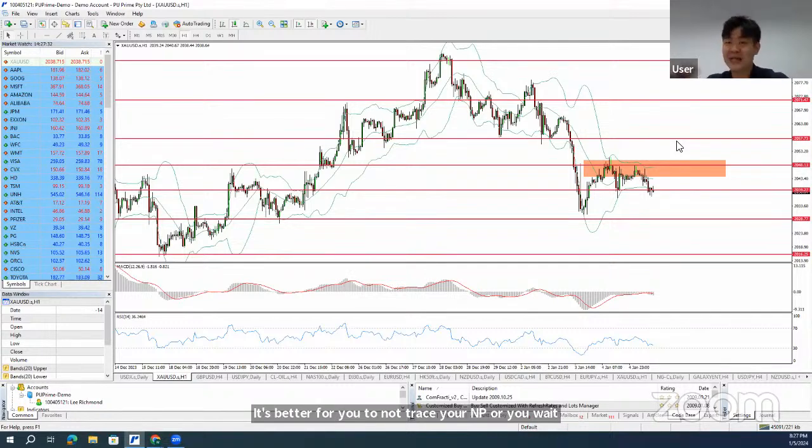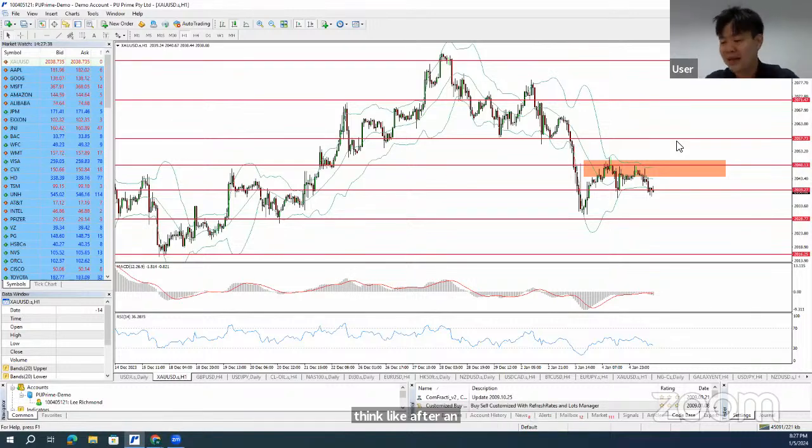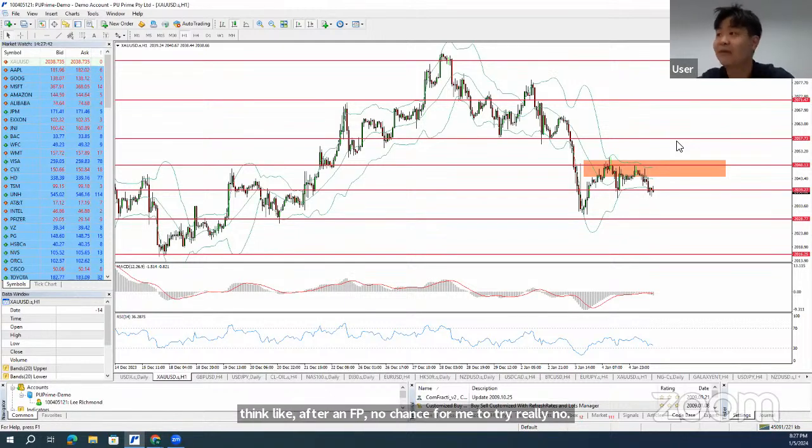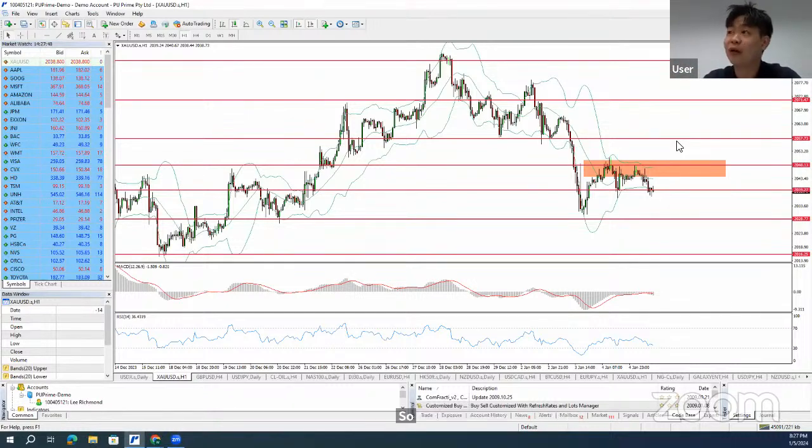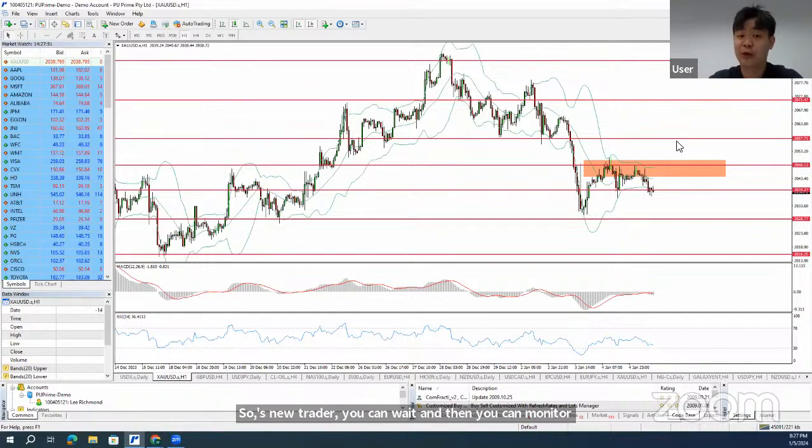Okay, so NFP is just one of the events. You cannot think like after NFP, no chance for me to trade already. No, NFP is just the start of 2024. In the whole year, we do have tons of events. So certain new traders, you can wait and monitor the charts. Then slowly when you're ready, you move on to the next NFP and then trade during that day.